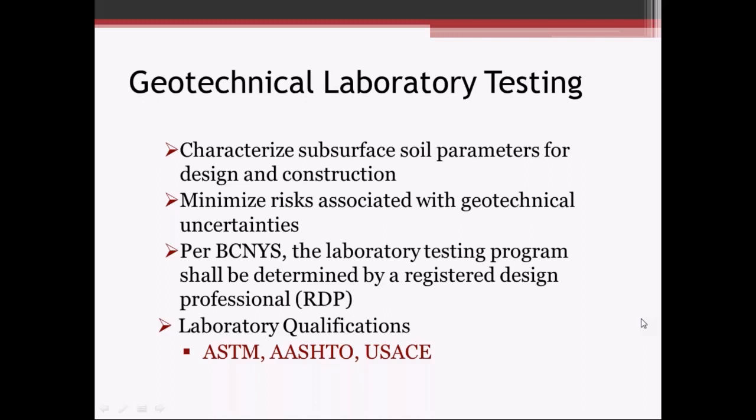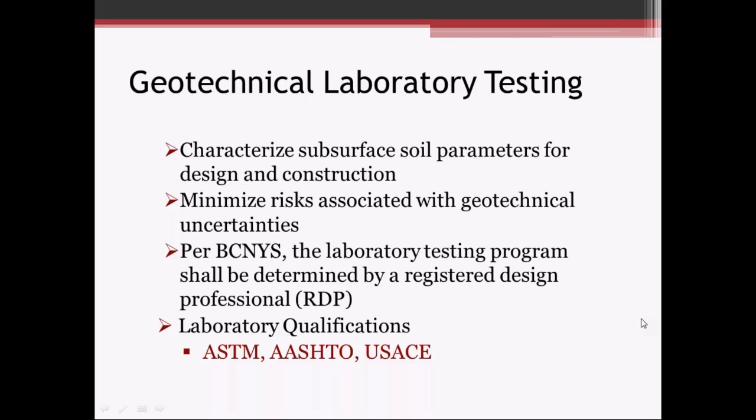So to help minimize risks associated with the geotechnical uncertainties, lab testing is performed on representative samples in accordance with established testing procedures, typically published by the American Society for Testing and Materials, or AASHTO. One of the main sources of error that can occur is sample disturbance during sample collection and testing. So it's important that the proper procedures be followed from sample collection through to the final lab testing.